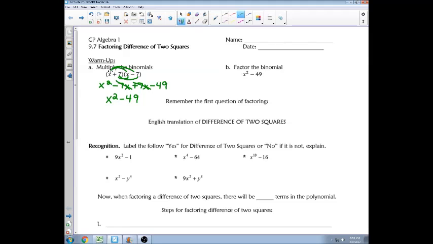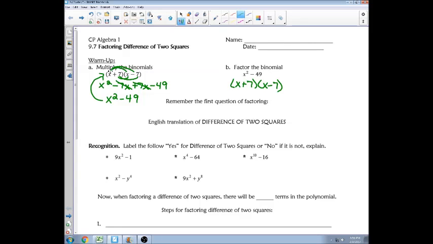Part B says factor the binomial. Well, we just figured out how to go from using double distribution to get to a binomial. So now it's asking us to go back the other way. As you can see, if I go back to what I was doing originally, I would end up with x plus 7 times x minus 7. Let's figure out how I actually did that.